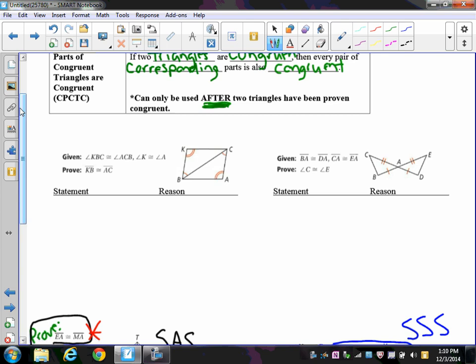Again, I would like you to try these ones at the top. Start off with your given information, say why the triangles are congruent, and the last step will be CPCTC.